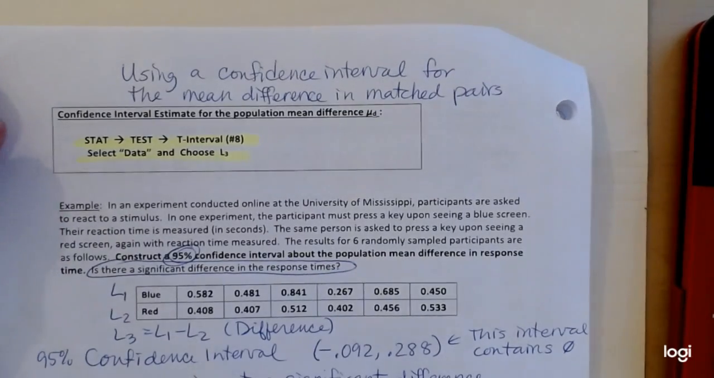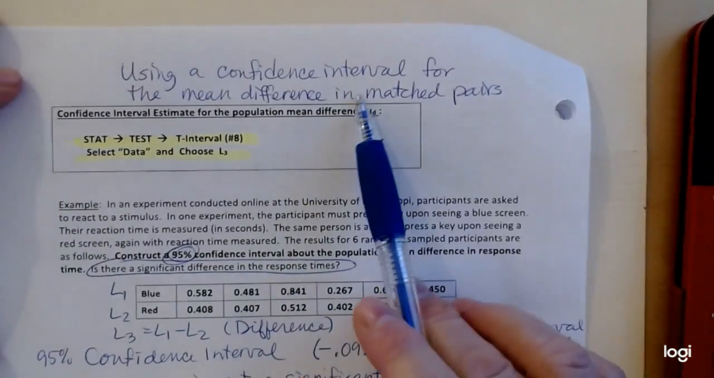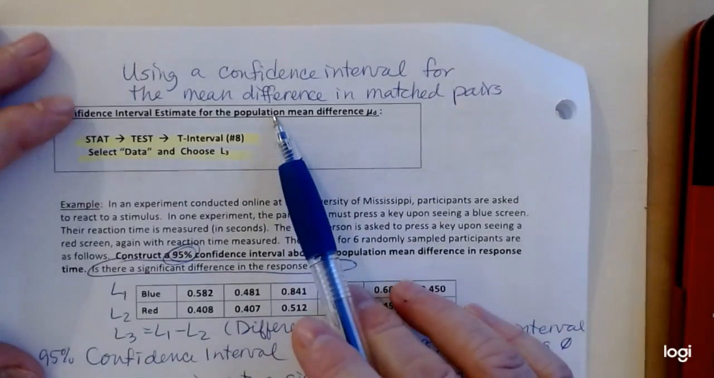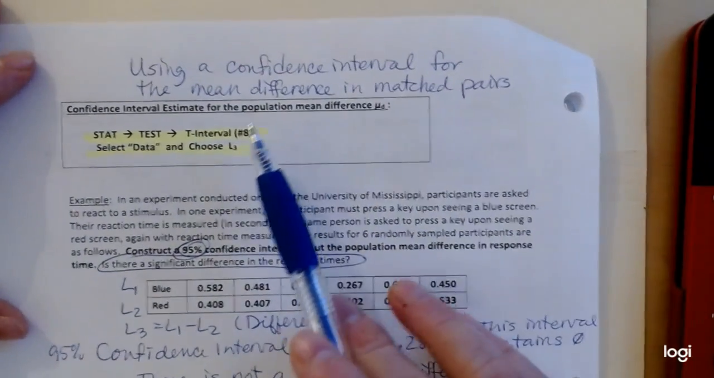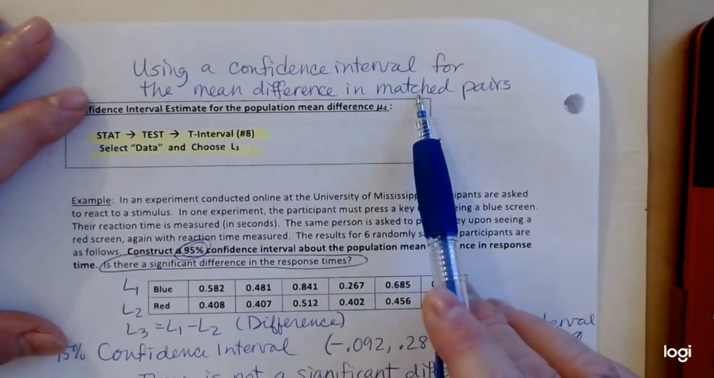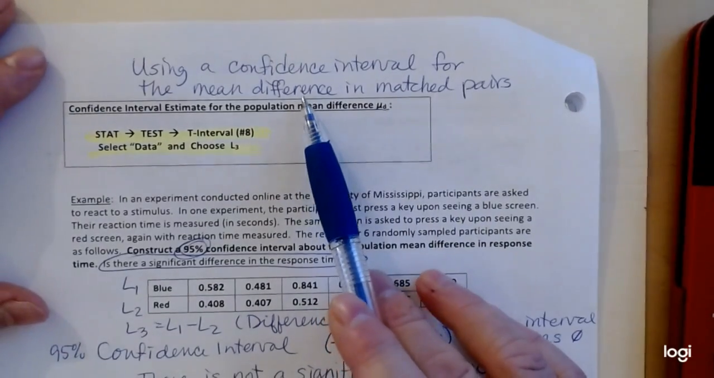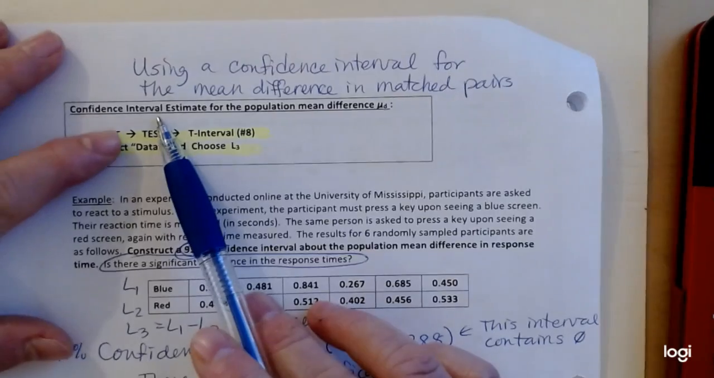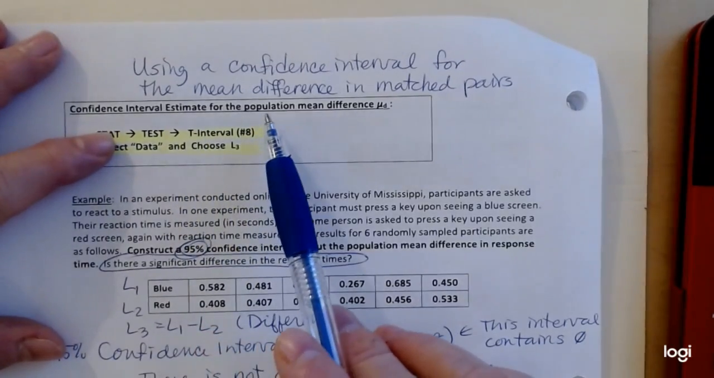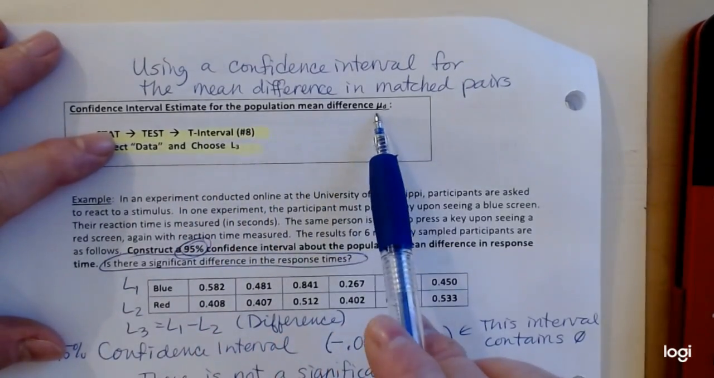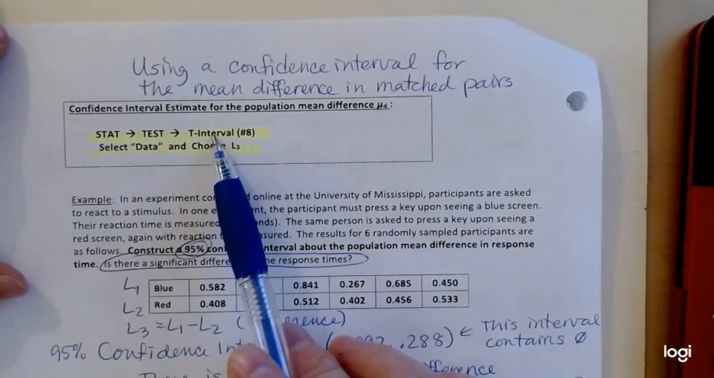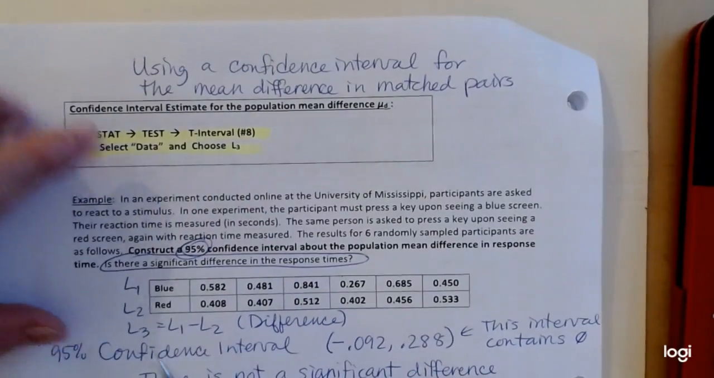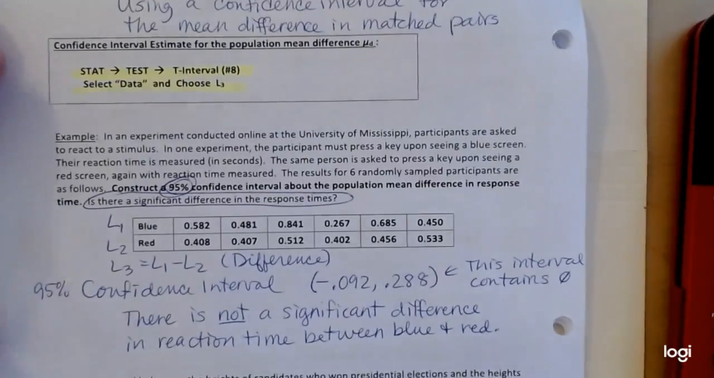So the last thing we're going to do in 11.2 is use a confidence interval to basically find if there is a mean difference for the matched pairs. Remember, this is for a difference. This will always be a two-tail in this instance. And we're going to use a confidence interval estimate for the population mean difference. So we're going to use a T interval, which is number 8 under the tests. And we're going to do an example of that.